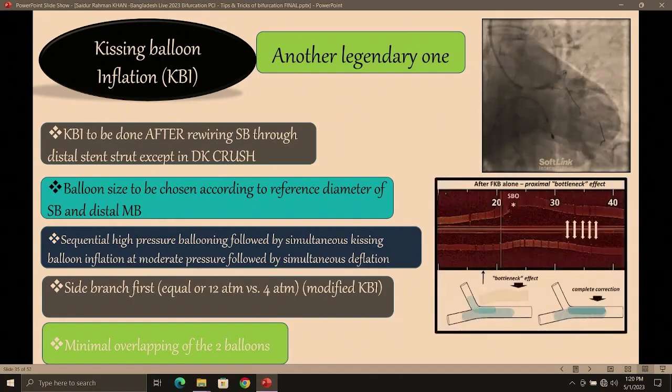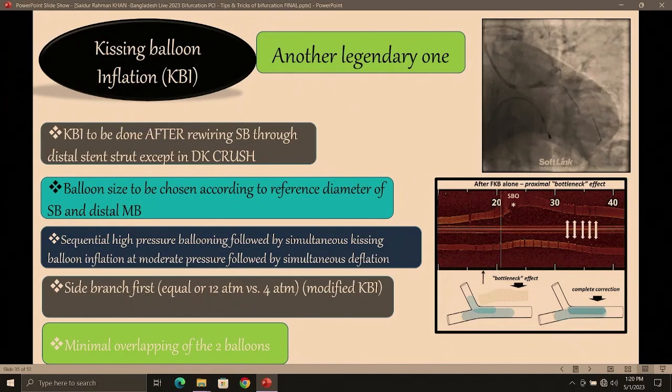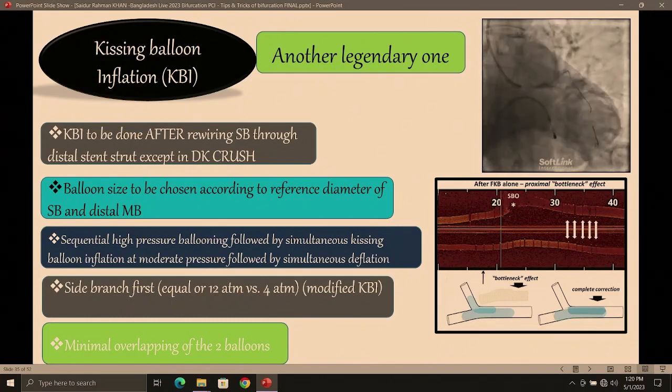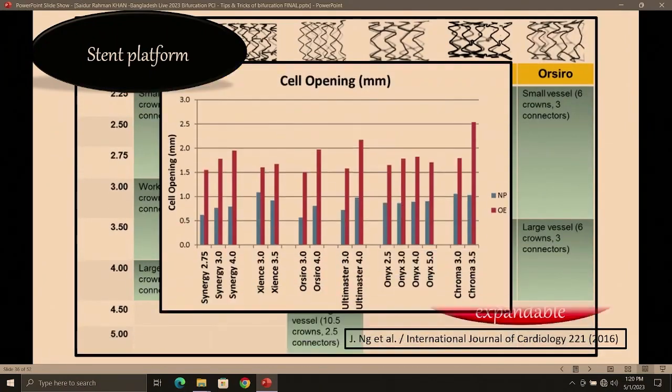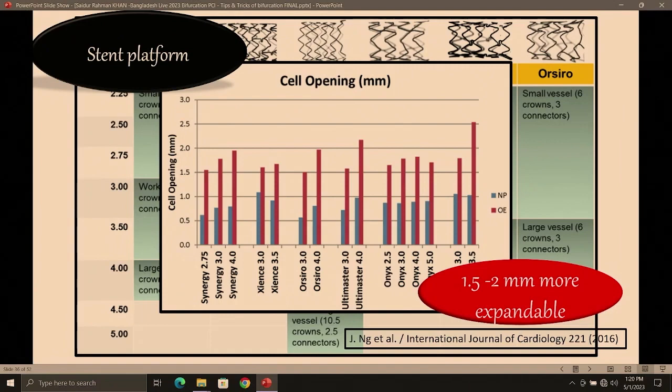And sometimes after KBI you have to go for a mandatory POT, otherwise a bottleneck deformity may happen, which you should not leave that way. And the stent platform you have to choose, because you need stents that are 1.5 to 2 millimeter more expandable, because you don't know how much you have to inflate that one, even after IVUS.